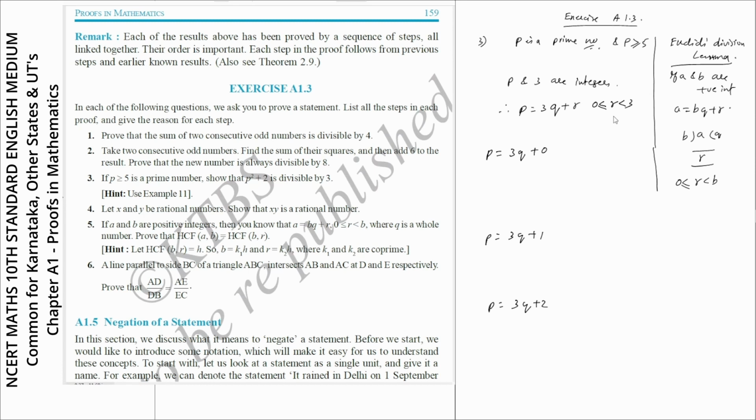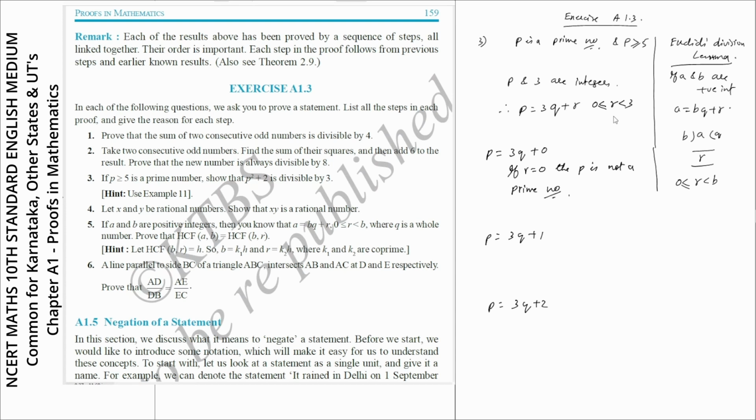Okay, so if p is equal to 3q plus 0, that means 3 is perfectly dividing p. Okay, if r is equal to 0, then p is not a prime number.